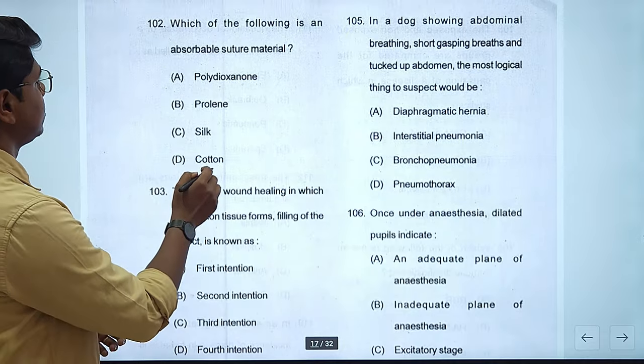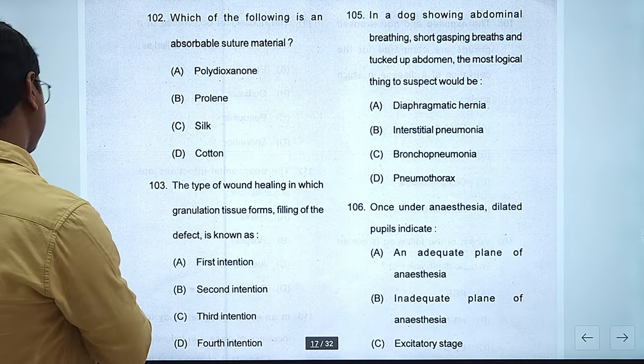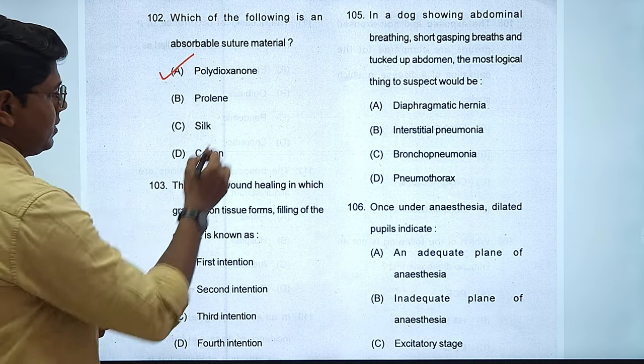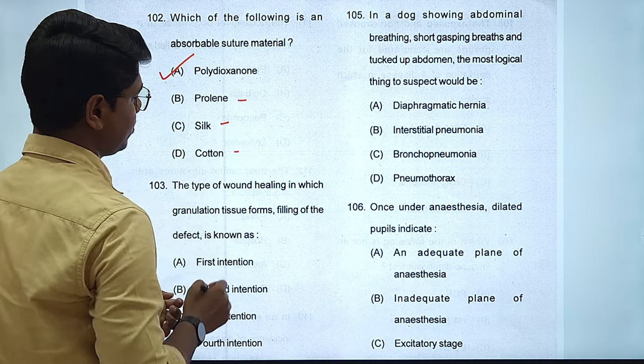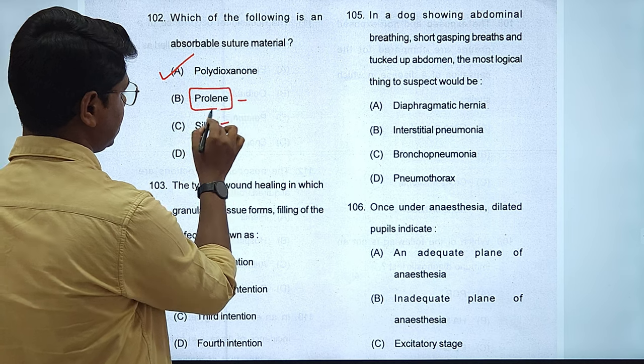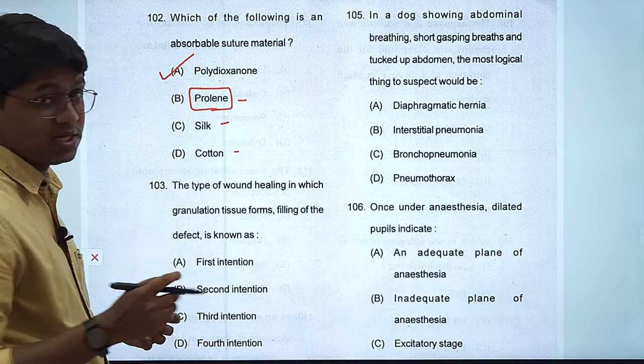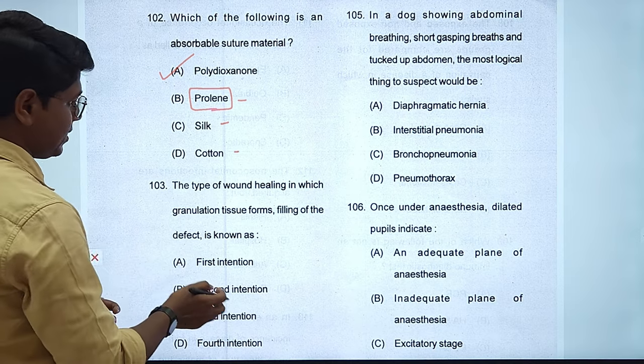Next, question 102. Which of the following is an absorbable suture material? The answer is polydioxanone. Prolene, silk and cotton are non-absorbable. Regarding Prolene, you can use this suture for repair of the tendons, especially in small animals. For large animals, polyester.